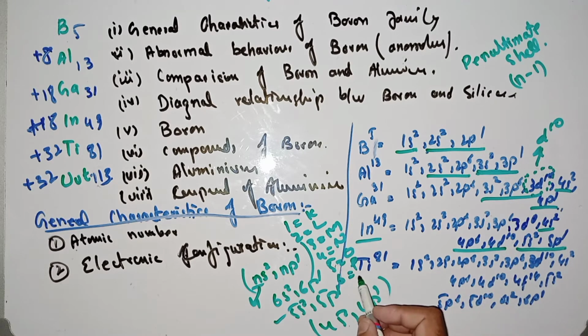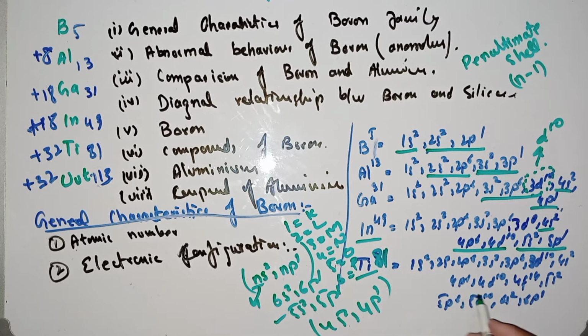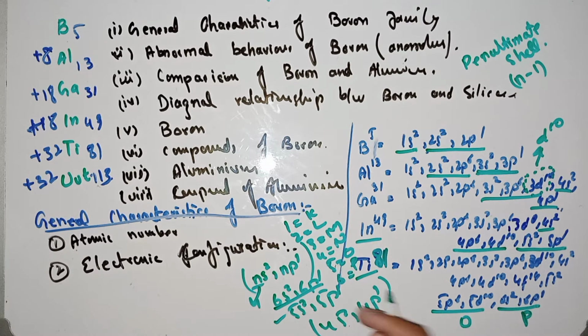Coming to thallium, which has atomic number 81, the valence shell will be 6s2 6p1. The 6th shell is also called the P shell. So the P shell is the valence shell, while the O shell is the penultimate shell. In indium the O shell is the valence shell, while in thallium the O shell is the penultimate shell, which means in each case one shell is added to the electronic configuration. I hope the electronic configuration is clear.